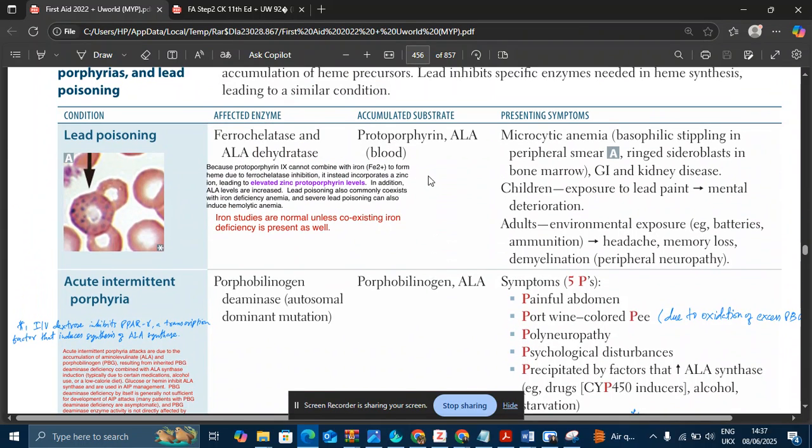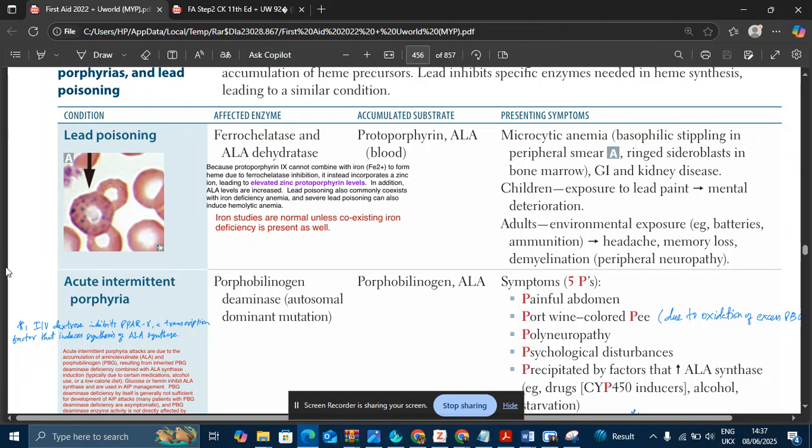Okay, now this lead poisoning not only inhibits ferrochelatase and ALA dehydratase, it also inhibits ribosomal RNA degradation. Okay, we have three types of RNA: the ribosomal RNA, messenger RNA, and the transfer RNA. As far as I remember, yeah. So this lead poisoning also inhibits ribosomal RNA degradation, and that leads to retained aggregates of ribosomal RNA in the RBCs, which we'll see as basophilic stippling.